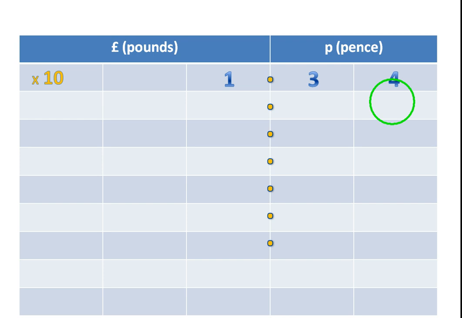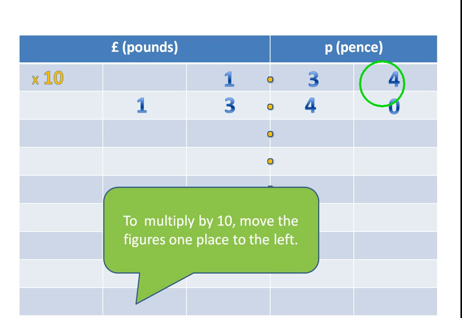Just one more example. We're starting with £1.34, so if we multiply that by 10 the figures move one place to the left and we end up with £13.40. So again that simple process is summed up in this panel here. To multiply by 10, move the figures one place to the left.